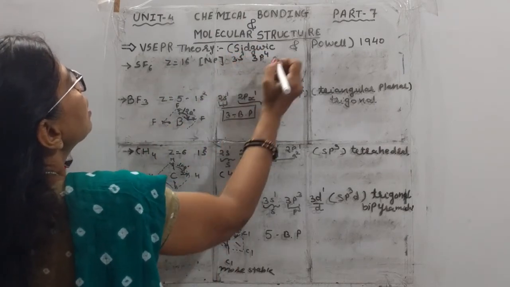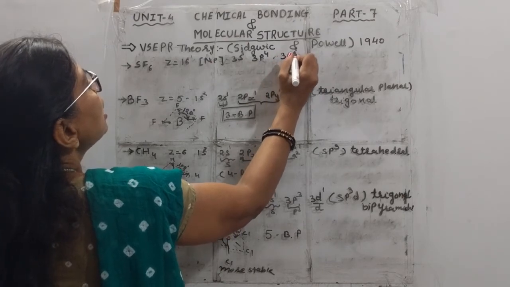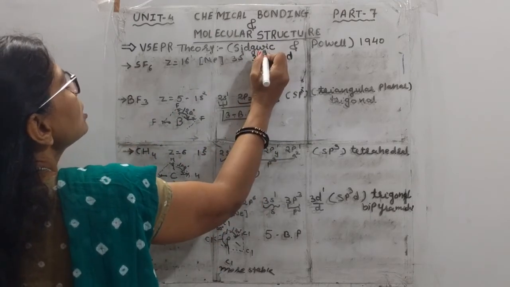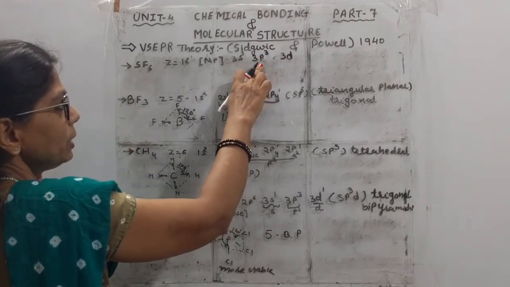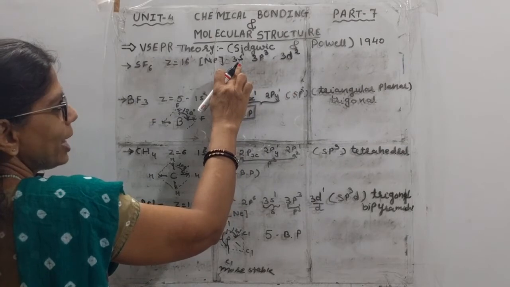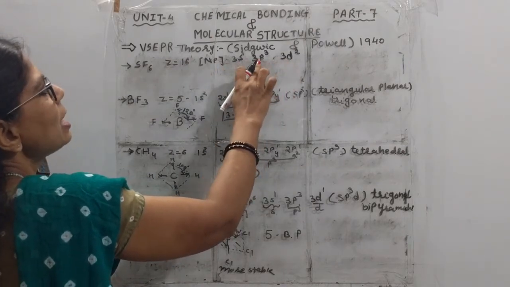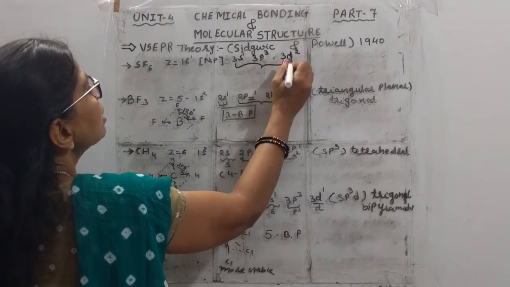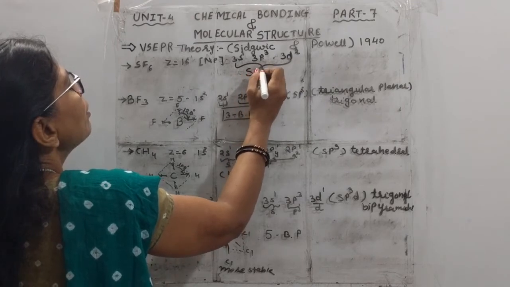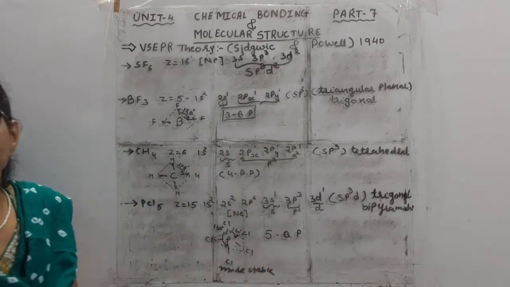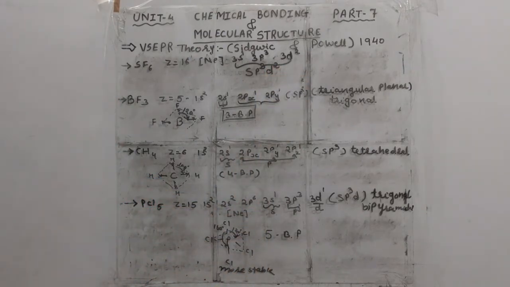here 3s1, so 3d, and here 3p4 in place of 3p3, because as you know the half filled p orbital is more stable. So here 3d2. One electron from the S goes to the D, and same way one electron from the P goes to the D. So here the structure is, hybridization is sp3d2 hybridization, and sp3d2 hybridization gives the octahedral geometry.